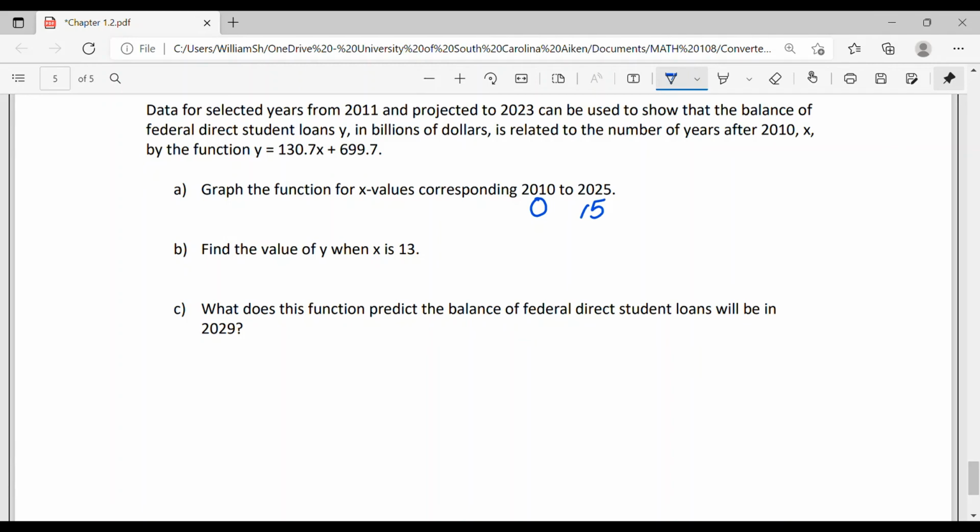So before we go over to our calculator, we need to figure out the x value that we're going to have to solve for 2029. Well, it's years since 2010. How many years since 2010 have passed to get to 2029? Well, 19. So we essentially want to solve this function for x equals 19. Okay, so let's go over to our calculator real quick and see exactly how we can plug it in, graph it, and find these values.